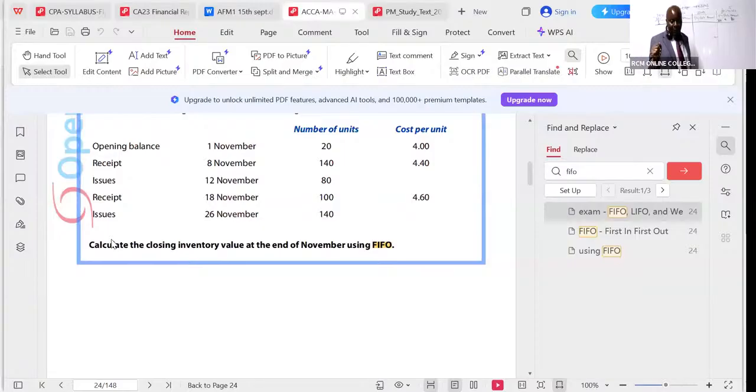So from the table that we received, how many? 140. And remember, this was on the 8th. Sorry, I forgot, this one here should have a line there. So on the 8th, we received, so let's record this in the receipts area. We received 140, and each one of them was worth 4.4. So are you able to tell me what is 140 times 4.4?